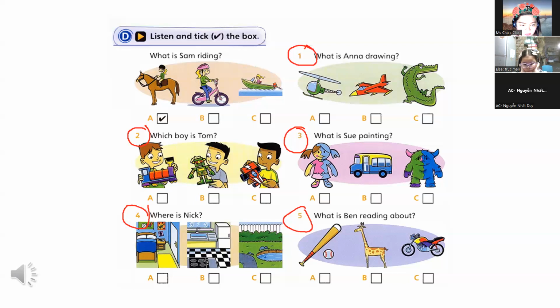5. What's Ben reading about? What's Ben reading? It's a story about a funny motorbike. And what are you reading about? That baseball game? No, Mom. I'm reading about giraffes.